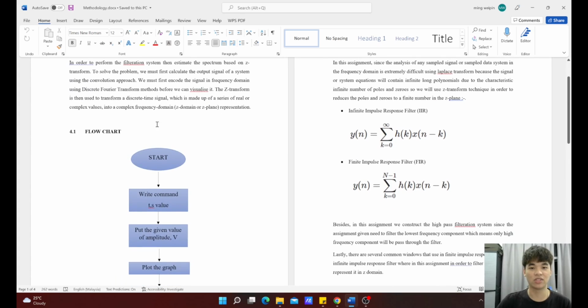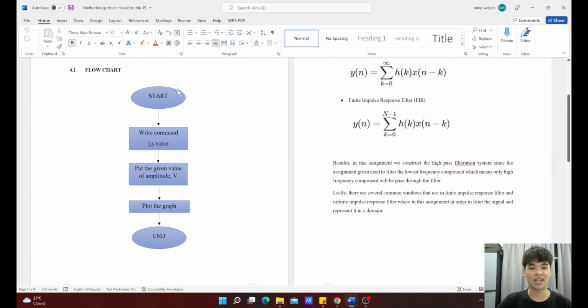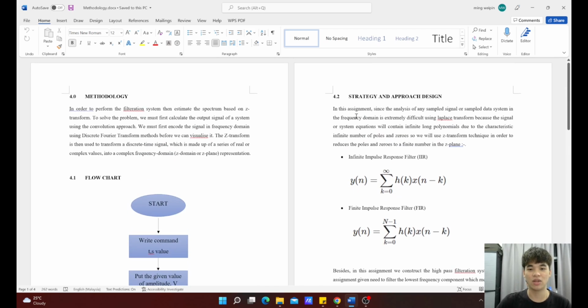So this is the flow chart that I made. The first one will be start, and the second one will be write the command for the t and s values, and then put the given value of amplitude, plot the graph and end. This is the flow chart, and the next one is the strategy and approach design.